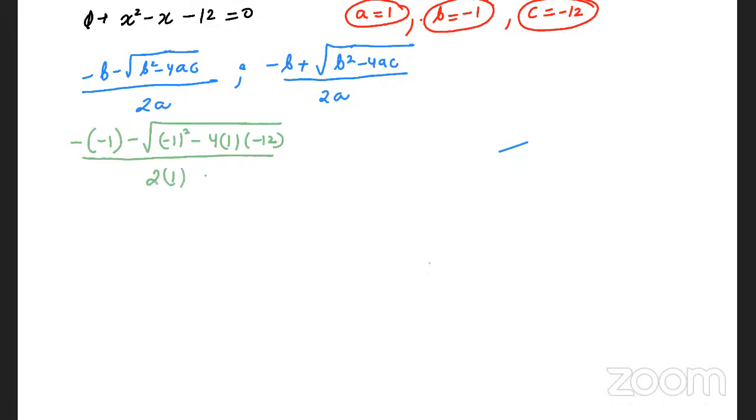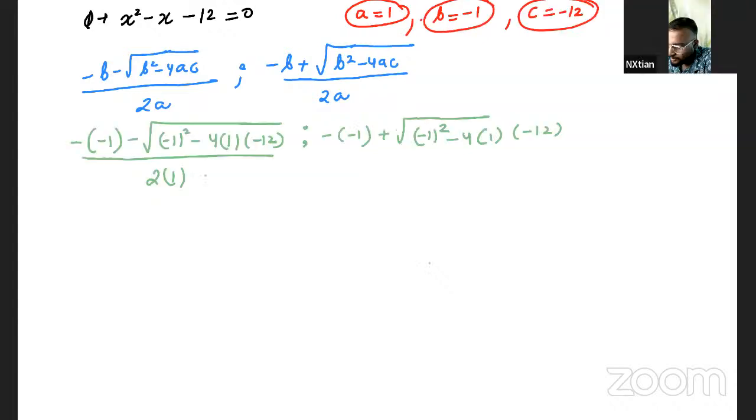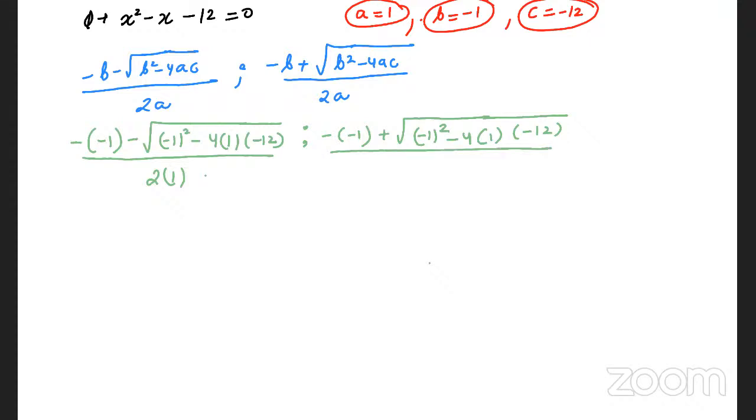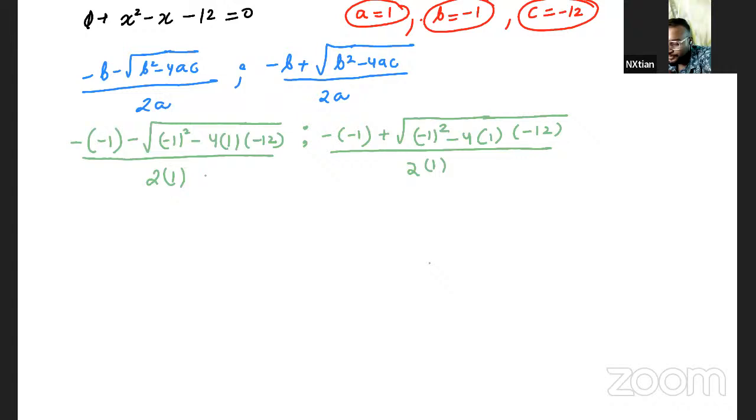And then the next one is minus of -1 plus root of (-1) square minus 4 into 1 into -12, upon 2a. Wait, 2 into 1. Yeah. Now, what will you do?